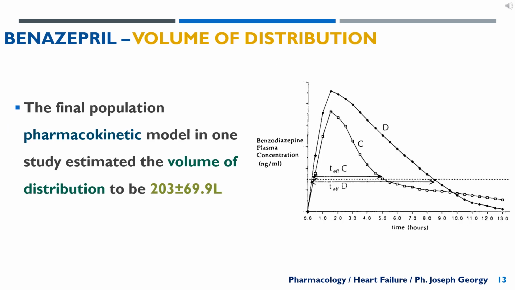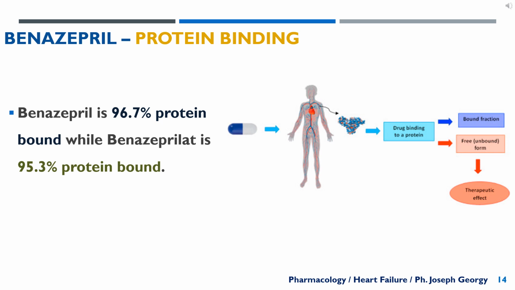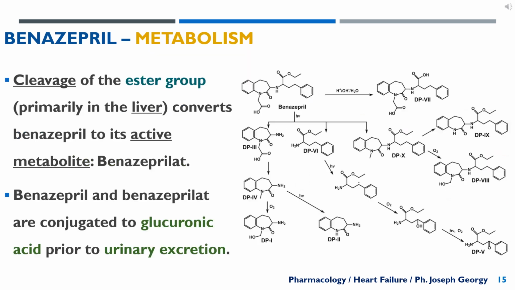About its volume of distribution, the final population pharmacokinetic model in one study estimated the volume of distribution to be 203 plus minus 69.9 liters. Now about protein binding property. Benazepril is 96.7% protein bound, while benazeprilat is 95.3% protein bound.